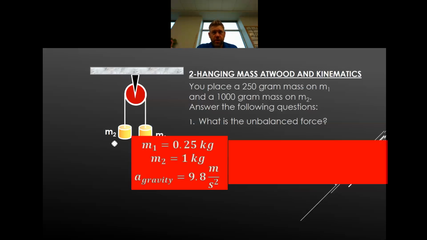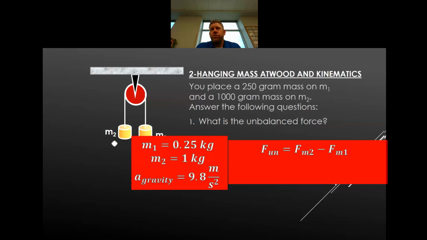So M1 is a quarter of a kilogram. M2 is 1 kilogram. We have to change all of that into kilograms. Our acceleration due to gravity is 9.8 meters per second squared. Again, I just used the positive form of it. I'll make sure I explain in each question which one to use. Our F_net is going to be the mass 2 minus the mass 1.